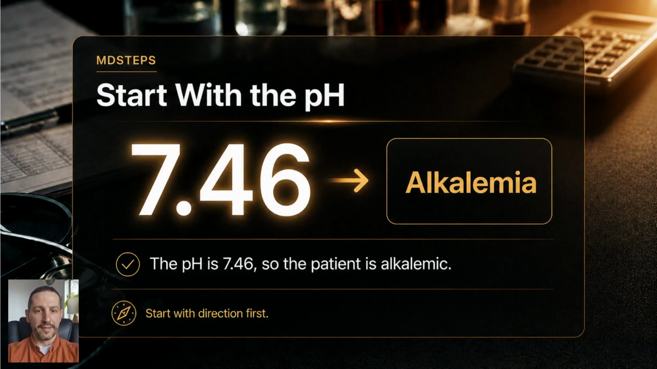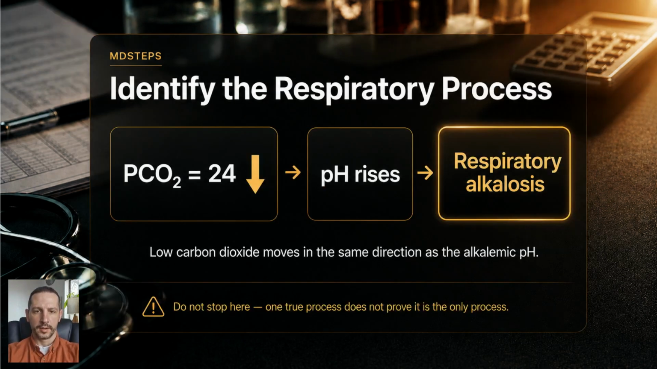Start with the pH. The pH is 7.46. That means the patient is alkalemic. So the dominant process pushing the blood pH is an alkalosis. Next, look at the carbon dioxide. Her carbon dioxide level is low at 24. When carbon dioxide falls, the pH rises. So the low carbon dioxide is moving in the same direction as the alkalemic pH. That confirms the presence of a respiratory alkalosis.